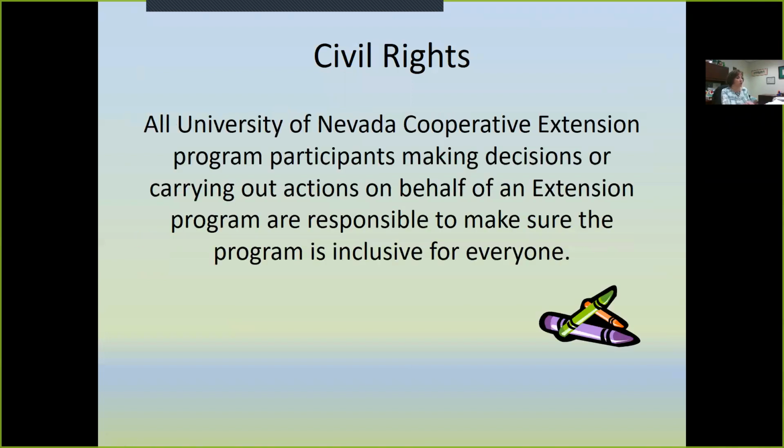So again, our University of Nevada Cooperative Extension program participants, both our volunteers, our staff, and even our young people, are making decisions or carrying out actions on behalf of Extension. And it's our responsibility to make sure that our program is inclusive to everybody. That's really where we're talking about some of these pieces. We have to make sure that we're not being exclusive, we're being inclusive.